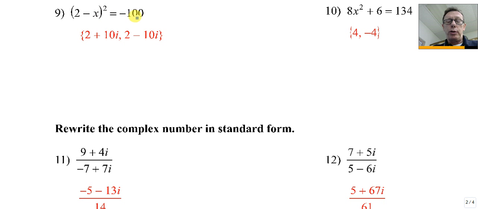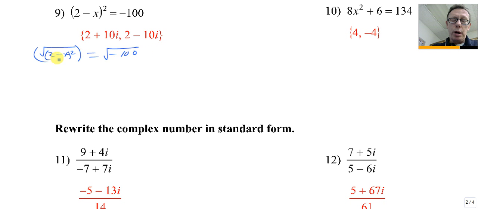And the other thing that I have is a number. So for this one, the easiest way is just to take the square root of both sides. So what I'm going to do is take the square root of (2 minus x) squared, and I'll take the square root of the other side.